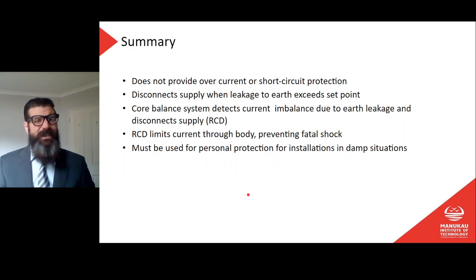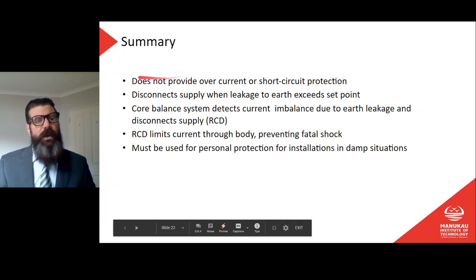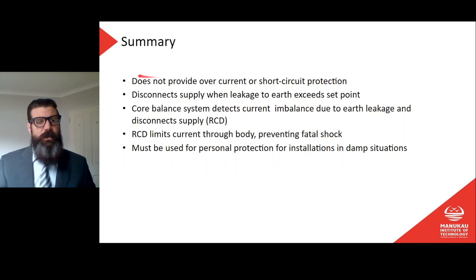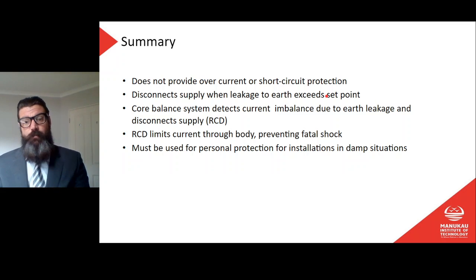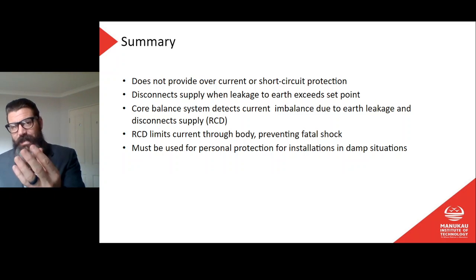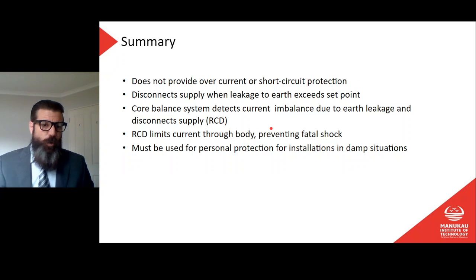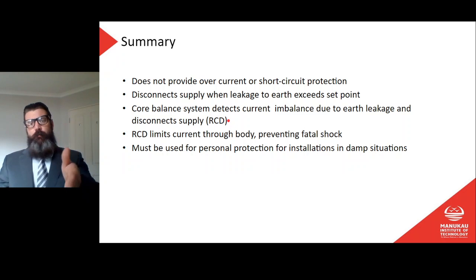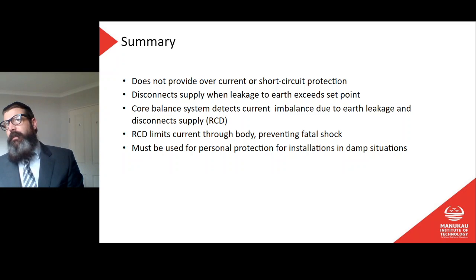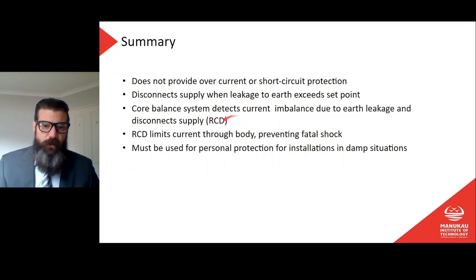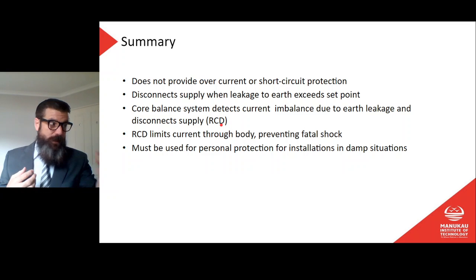Summary. An RCD does not provide overcurrent or short circuit protection unless we specifically get an RCBO, right? An RCD that incorporates overcurrent protection. An RCD disconnects the supply when leakage to earth exceeds a set point, that set point being the rating of the RCD. So we refer to the RCD by its set point. I'll say a 30 milliamp RCD or a 10 milliamp RCD. That's the set point. The core balance system detects current imbalance due to earth leakage and disconnects the supply. So if I have more current flowing in one conductor than the other, that means that some current is flowing back through earth or a different place, maybe through me, and therefore it's going to trip.